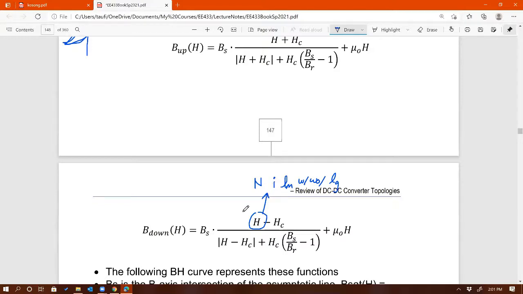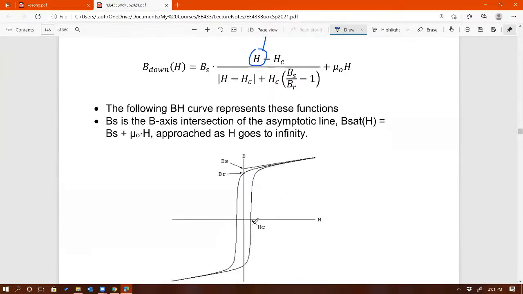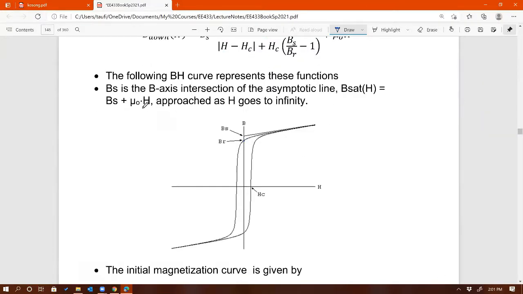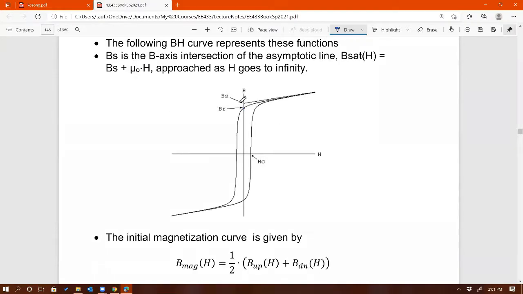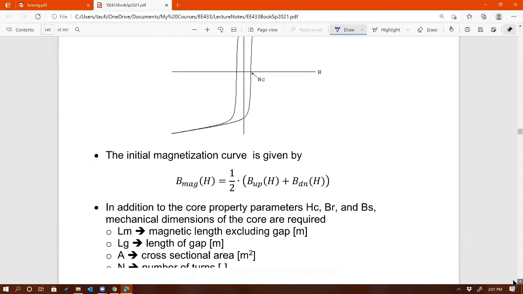So as you are simulating the circuit, LT-Spice will grab that current, right, and then put it into the function here and generate this, follow this behavior right here. So the following BH curve represents these functions. B of S is the B-axis intersection, as I said earlier, right? Those are the points. I won't go through that anymore. But keep in mind, those are what you're defining. Again, typically you get these from the manufacturer's data sheet. That's what I said earlier too.